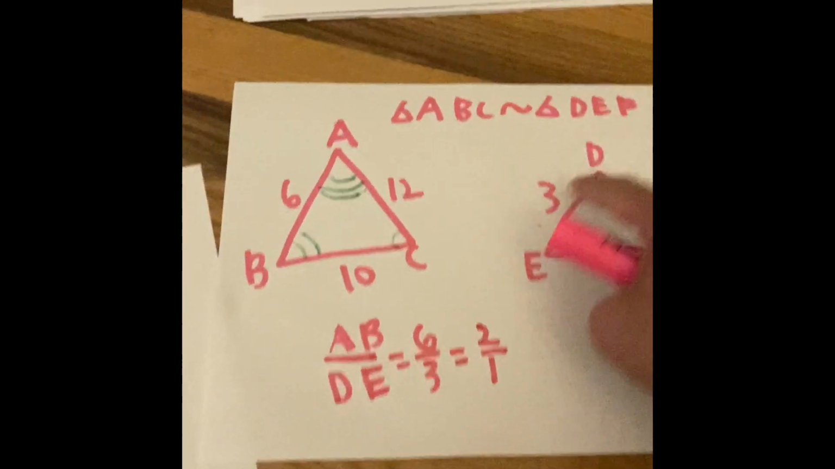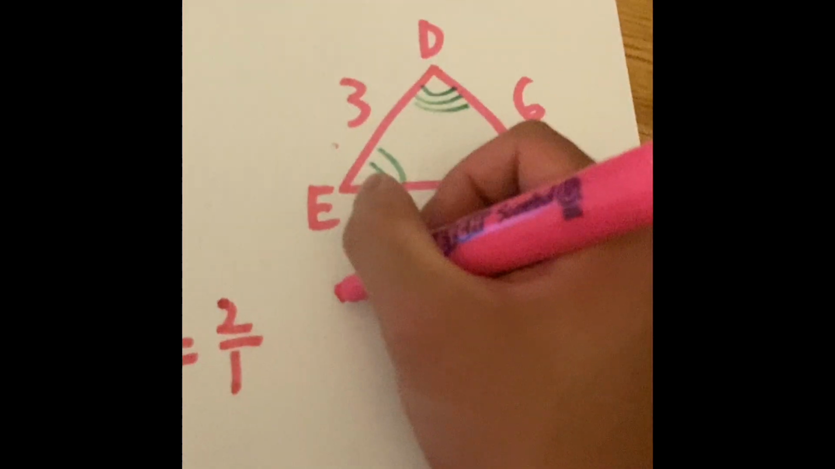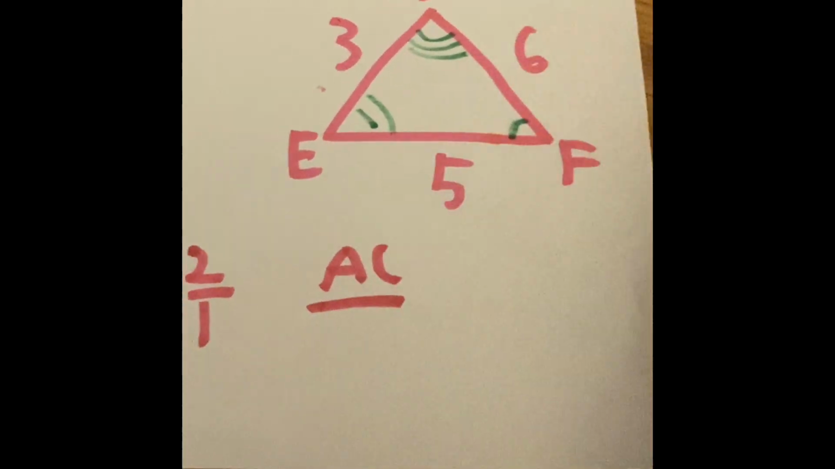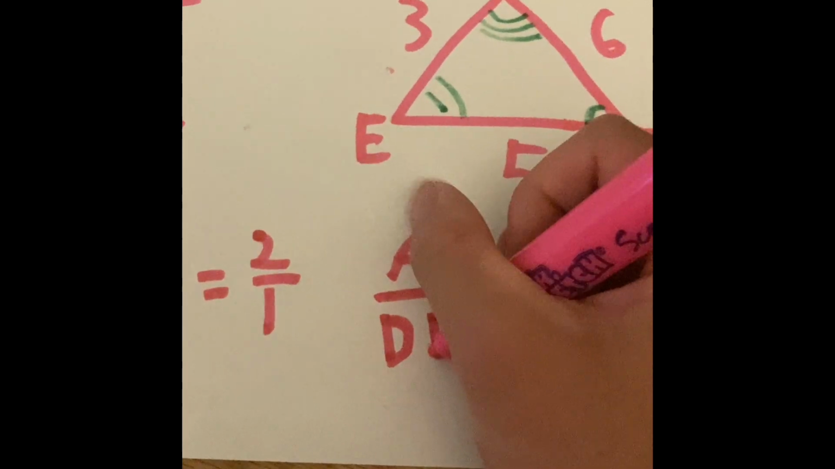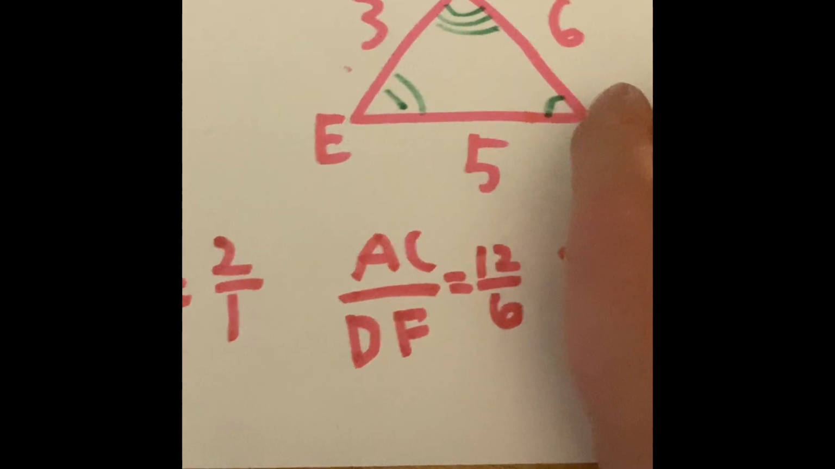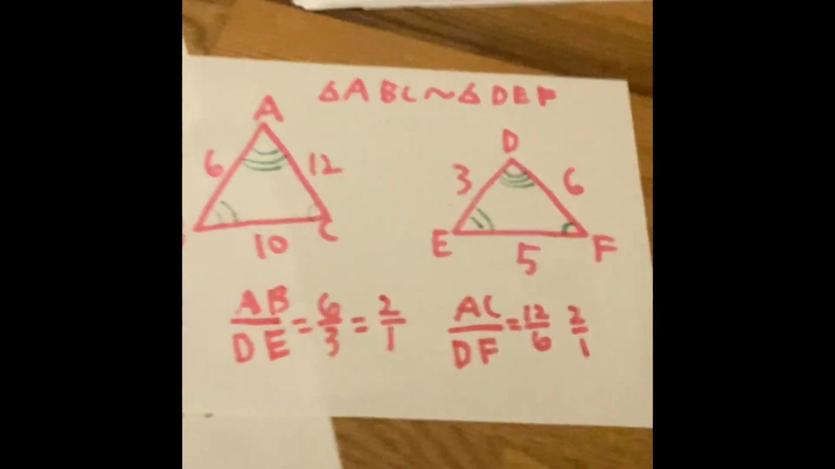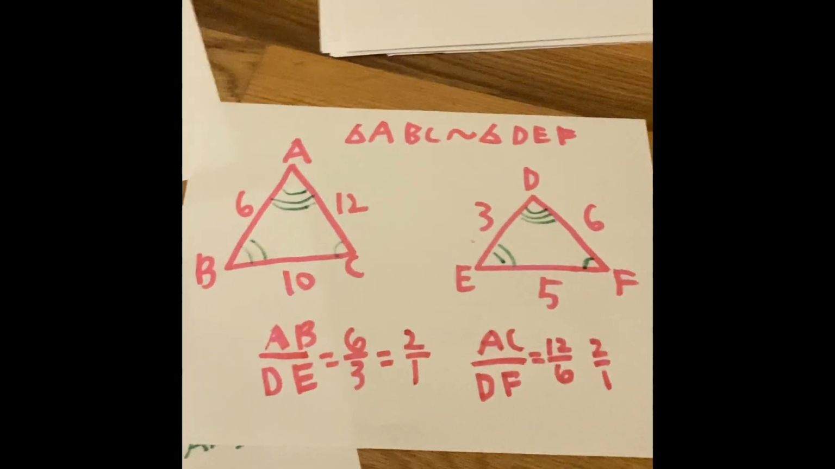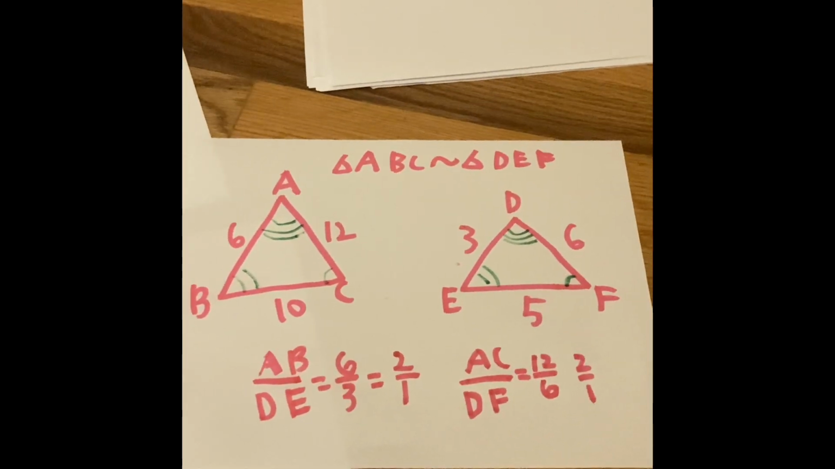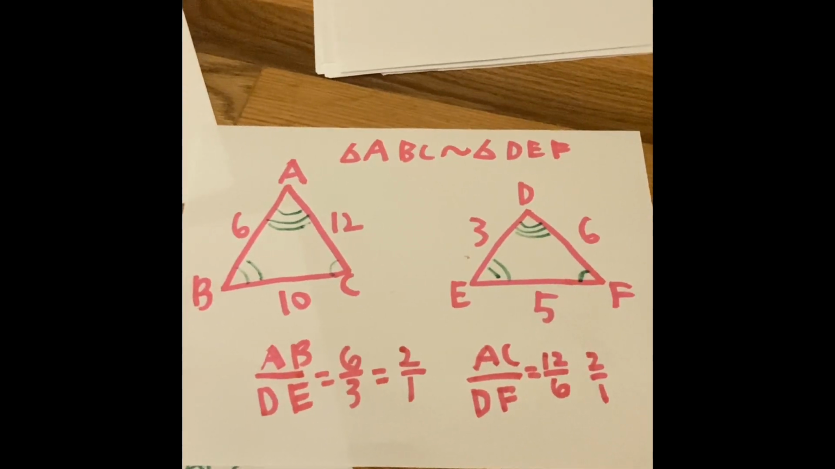However, that was just to only one of the sides. Let's make one more. Let's say we're going to use AC, divided by DF. And that is going to be 12 divided by 6. Simplify that, and you are going to get 2 over 1 again. That is a way we can tell if we do all the sides of the figure, that is going to help us understand that these two shapes are officially similar. Okay, that was a little bit easier.